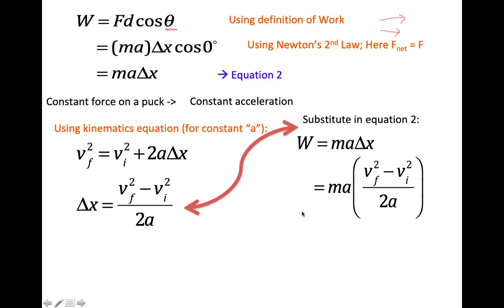Now how can we simplify this? First of all, we can cancel out the a's, and then I can distribute: mVf squared minus mVi squared, which can also be written as half mVf squared minus half mVi squared. So let us label it as equation 3.